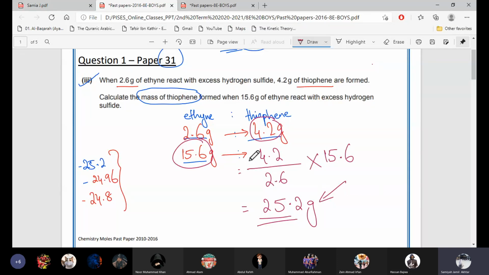That's how you take the ratio when there are different numbers. The two pieces of information at the top will come in the numerator and denominator. The information about which they're asking, like 15.6 ethyne will give how much, that number will multiply with it. So 4.2 divided by 2.6 multiplied by 15.6. This is known as the unitary method, and that's how you take the ratio of two things.